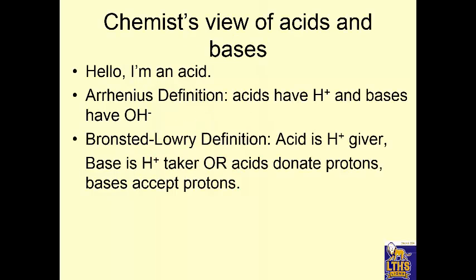So, what do chemists think acids are? Well, one way to remember is that acids are really friendly. They start with H, and that H is telling you, hello, I'm an acid. So here's a definition of Arrhenius. Acids have H plus and bases have OH minus. Here's another definition, the Bronsted-Lowry definition. An acid is an H plus giver, and bases are H plus takers. So what does that mean? Well, acids donate protons, and an H plus is a proton. Bases accept a proton, and an H plus is a proton. So they do the opposite things.